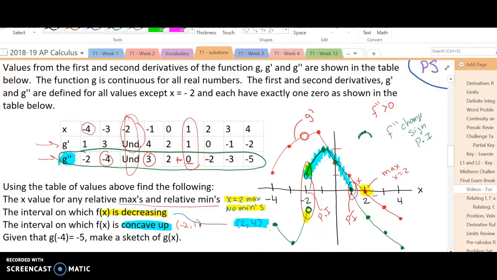The last thing you're asked to do is to make a sketch, given that when x is -4, y is -5. So I'm going to highlight my points of inflection, the one max that I know, and I'm going to draw my function. We'll start from our maximum that we found, and we'll know that we're going to go down from a maximum. And we also had a point of inflection at 1, so this entire time I will be concave down.